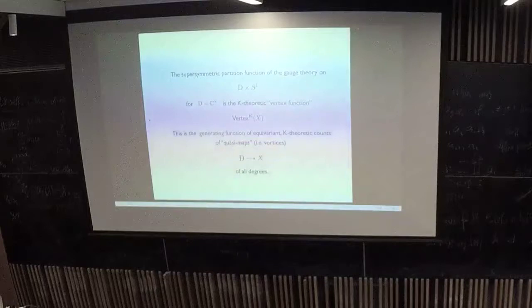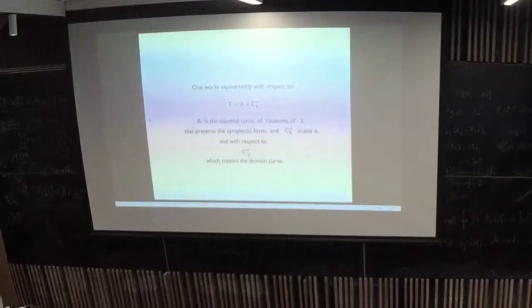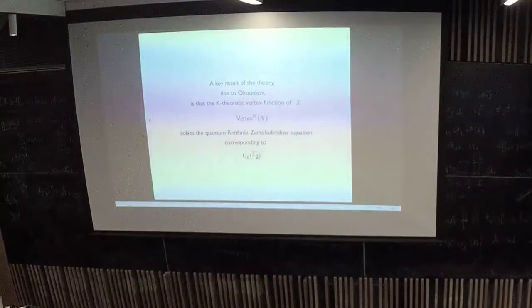So the supersymmetric partition function of the gauge theory on this infinite disk times S1 is what Okounkov calls the K-theoretic vertex function of X. It's a generating function of equivariant K-theoretic counts of quasimaps from the disk to X of all degrees. You work equivariantly with respect to the maximal torus of automorphisms of X that preserve the holomorphic symplectic form. The parameter h bar that enters the quantum affine algebra scales the holomorphic symplectic form, and you also work equivariantly with respect to the rotations of the domain curve. So this is just a mathematical rephrasing of what the physics partition function is. Explain that X is this cotangent bundle mod. That's right, it's the Nakajima quiver variety.